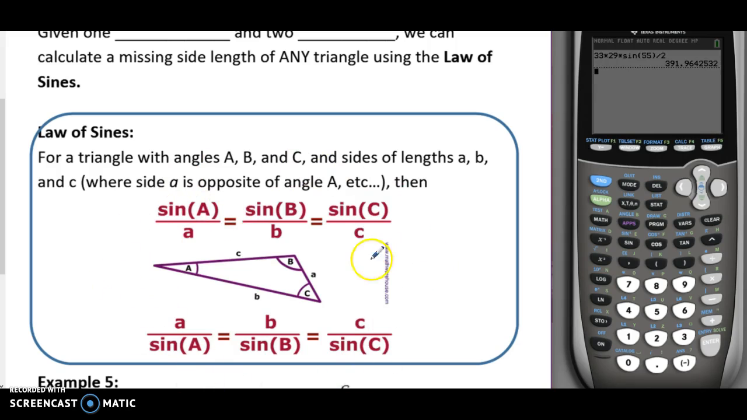There's a couple different ways to write it. Looks kind of complex because there's 3 ratios, but it's okay. We take the angle and place it in the sine function, and we place the opposite side underneath it. So notice angle A is across from little a, angle B is across from little b, and angle C is across from little c. Now the top formula here has the sine functions on top. The bottom formula has the sine functions on the bottom. It doesn't matter which way you go with, you just have to be consistent.